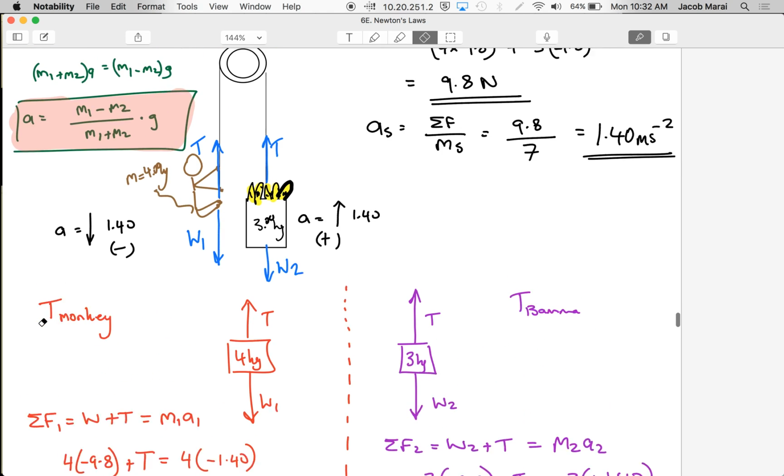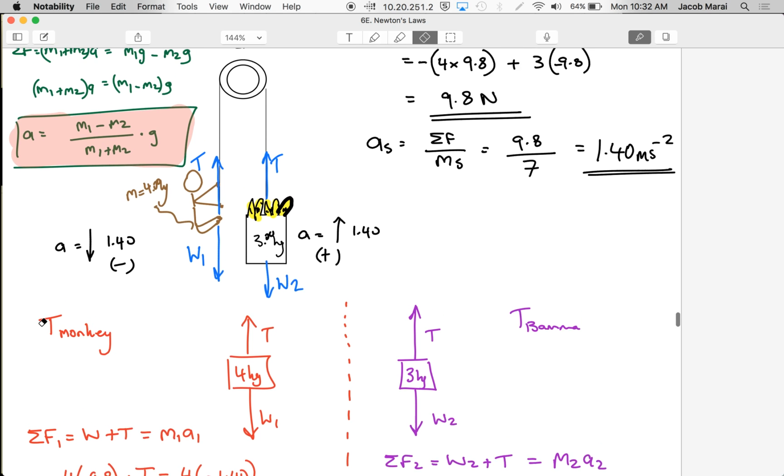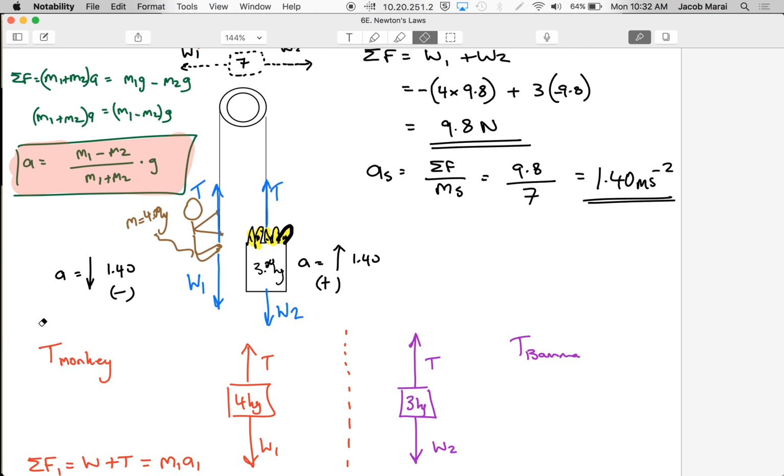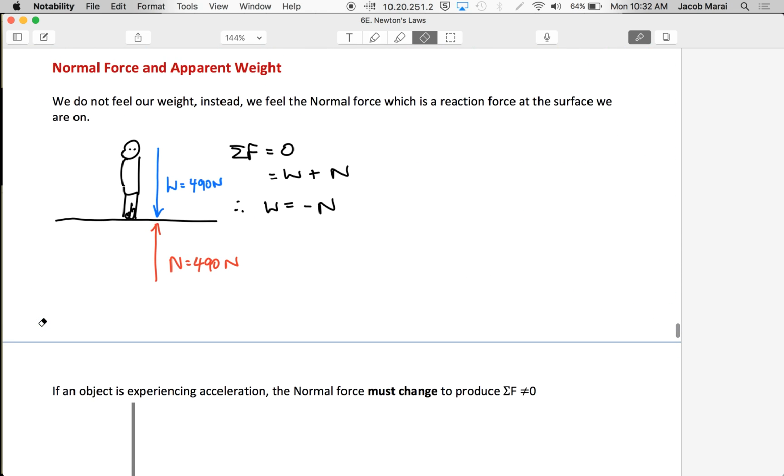If M2 is 0, then it can't be 9.8. Yeah, if M2 is 0, then it's not an Atwood machine. It's just a monkey falling. Yeah, there is no pulley. There is no box of bananas. It's just a monkey. Look at him accelerate downwards at 9.8. Okay. I don't think that's ethical. These are all purely theoretical.